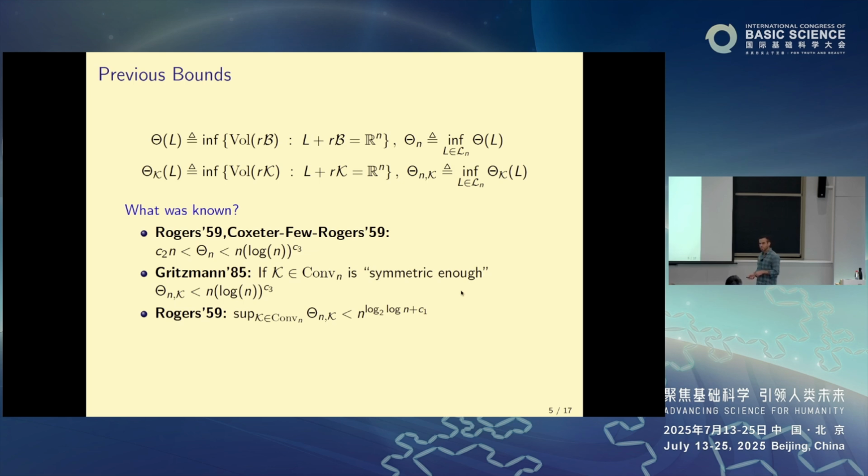What was known about these quantities before our work? For the Euclidean ball, everything more or less was known since 1959. In this year, Coxeter, Few, and Rogers showed that for any lattice, the covering density with respect to the ball is at least linear in n. And Rogers also proved that there exists a lattice for which the covering density is n polylog n. So up to this polylogarithmic factor, everything has been known for a long time.